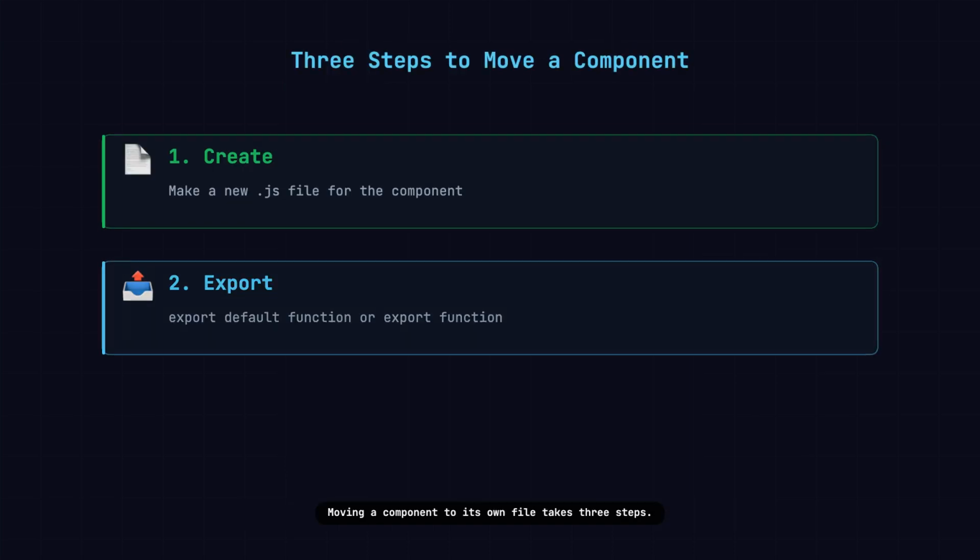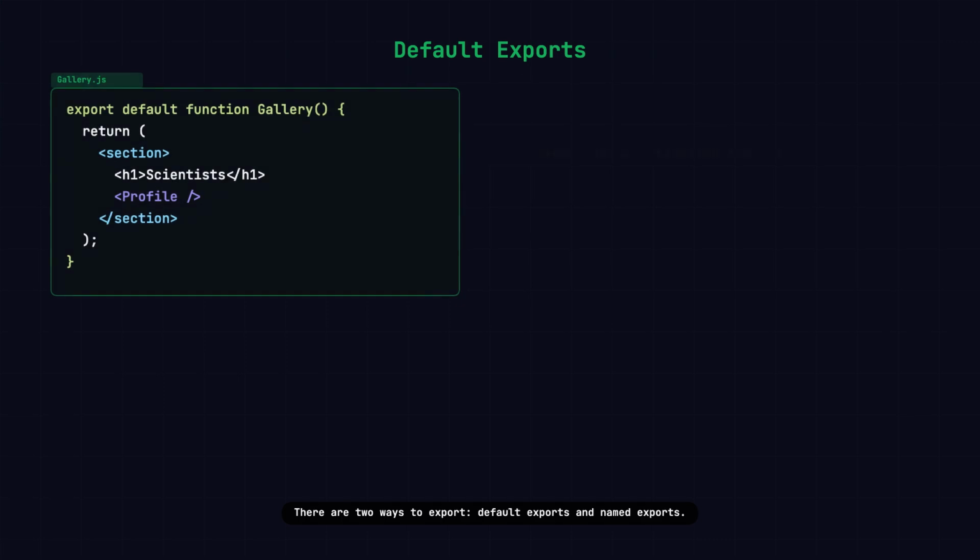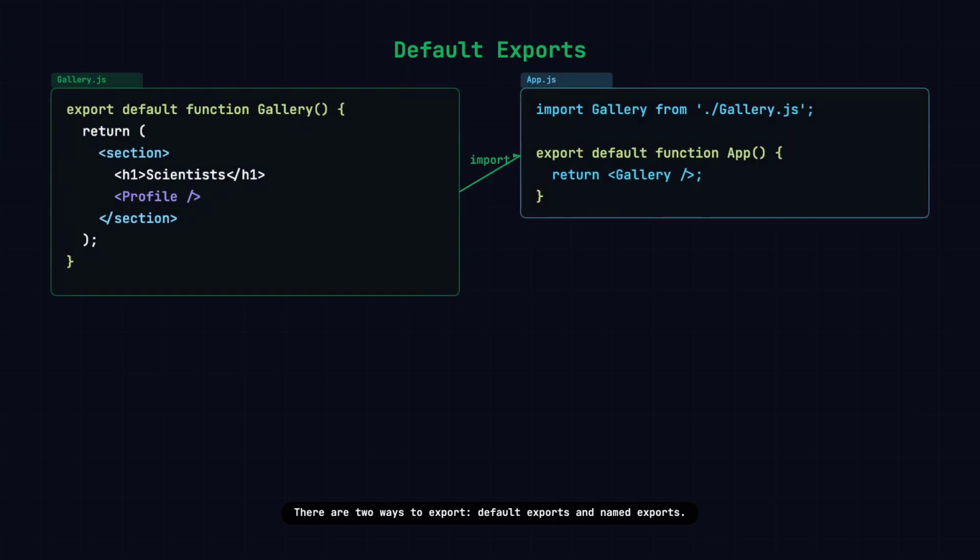Moving a component to its own file takes 3 steps. Step 1, create a new file. Step 2, export the component from that file. Step 3, import it where you need it. There are 2 ways to export: default exports and named exports.